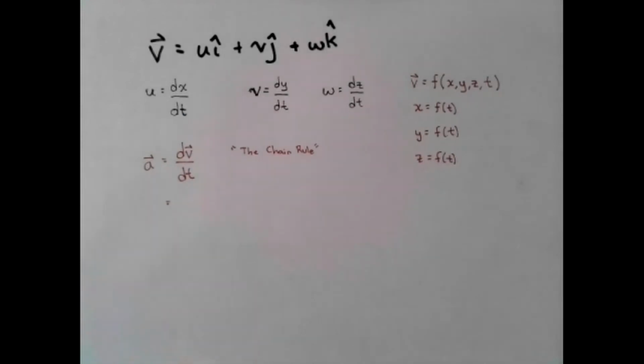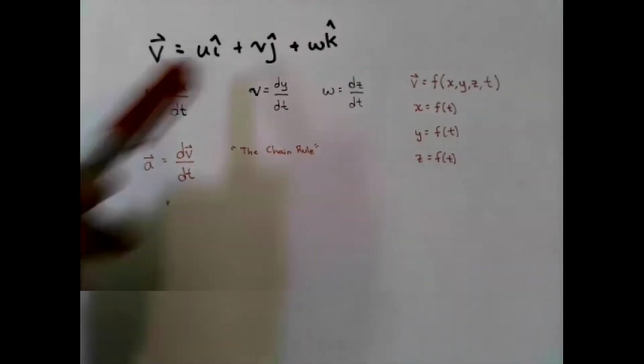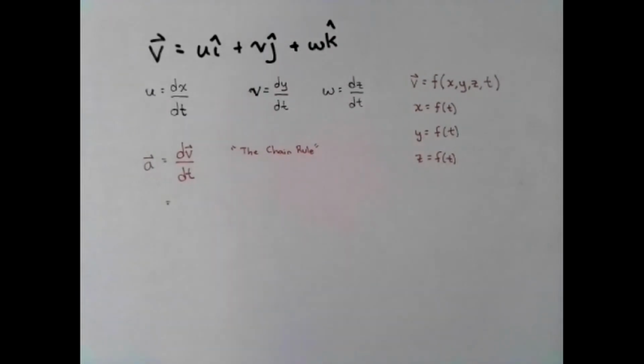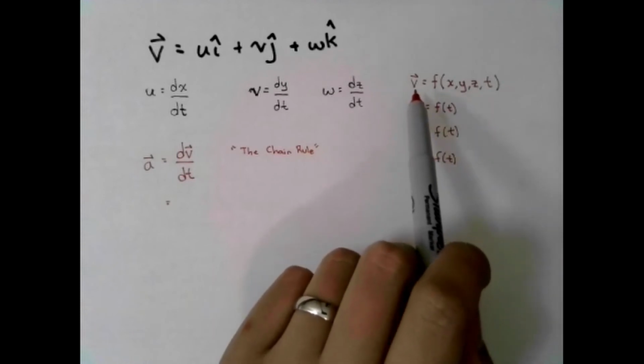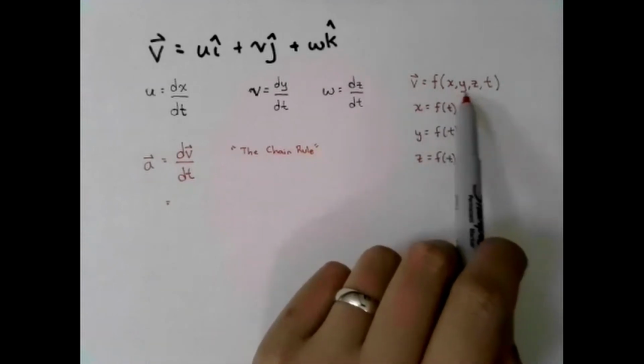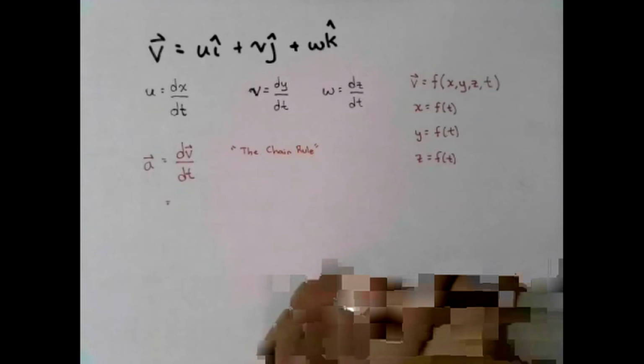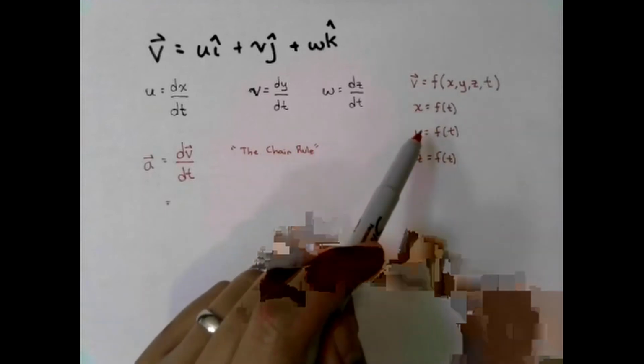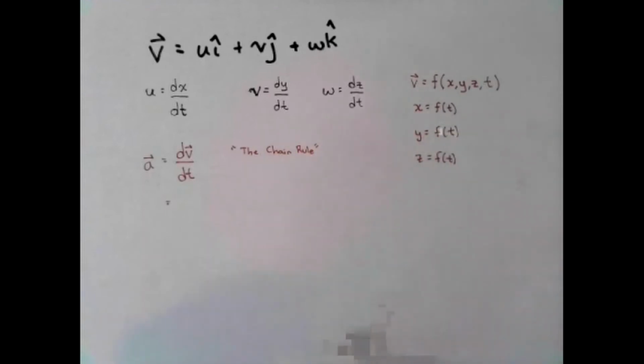So let's figure out how we can apply the chain rule to this velocity vector. The chain rule tells us that if I want to find the derivative of velocity with respect to time, then I first need to figure out what is the change in velocity with respect to each of these variables, and then multiply it by the change of each of these variables with respect to time.